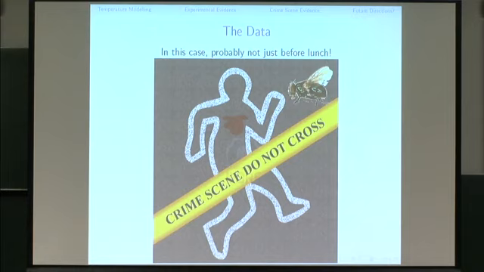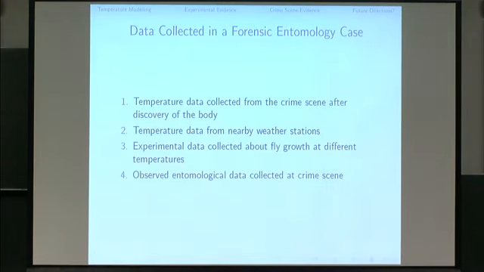So what kind of data do we actually get to look at? Well, when Martin goes to a crime scene, he collects a standard set of evidence. He collects the temperature data at the crime scene after the discovery of the body. He of course doesn't know the temperature the body has been exposed to prior to where it is discovered, but assuming that the body has been left in a relatively stable position, he wants to understand what the temperature process is post discovery in order to be able to infer the temperature process prior to that.